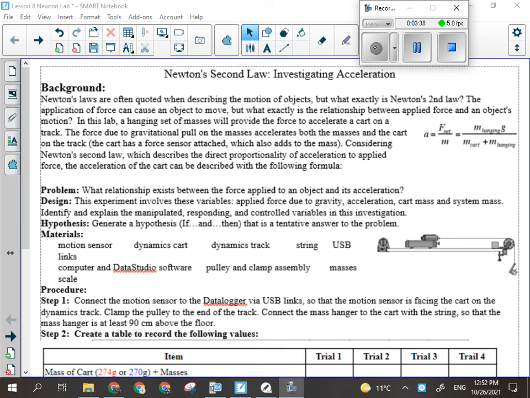Okay. For our hypothesis, we want to generate a hypothesis that is a tentative answer to this problem. What relationship exists between the applied force and its acceleration? So I would say that the if part of your hypothesis should be some kind of restatement of Newton's second law.